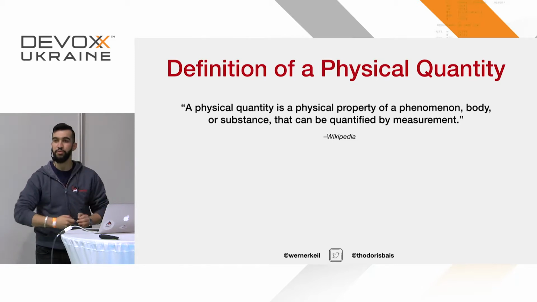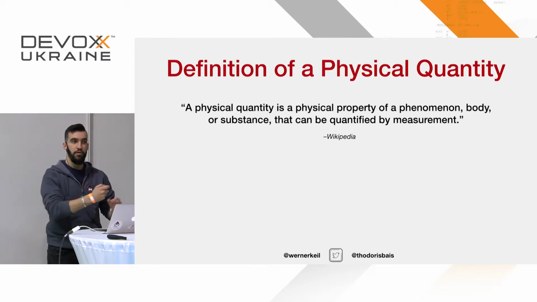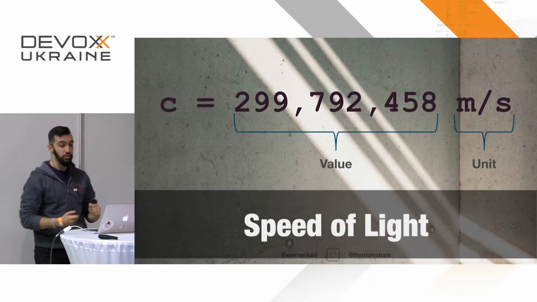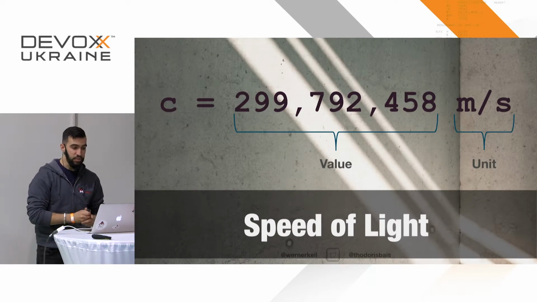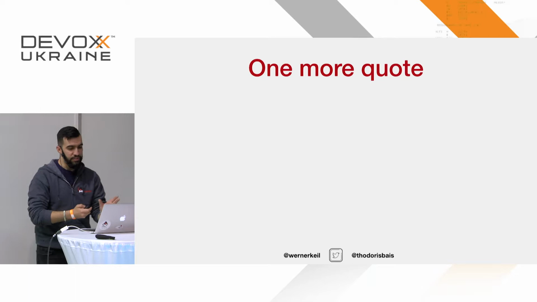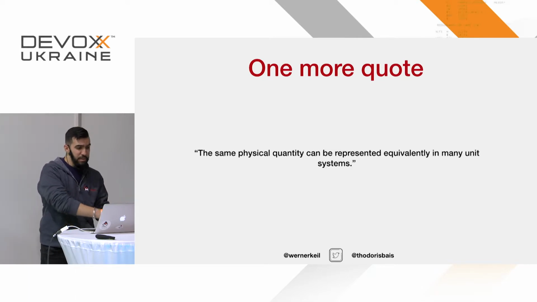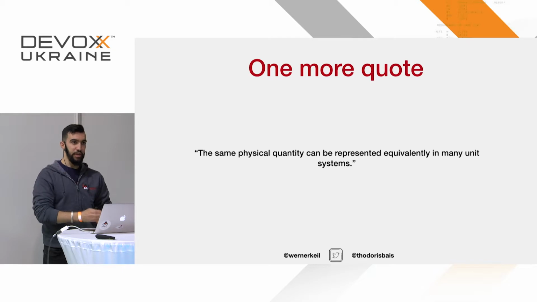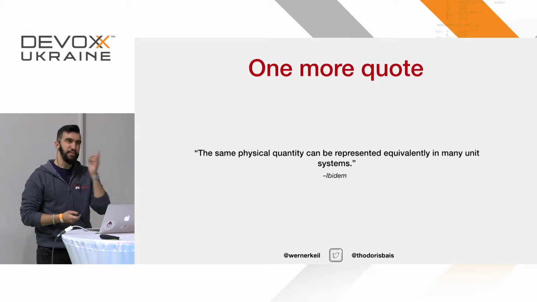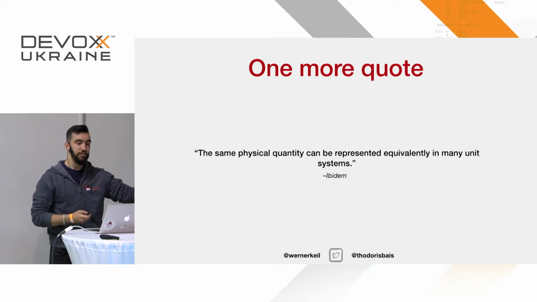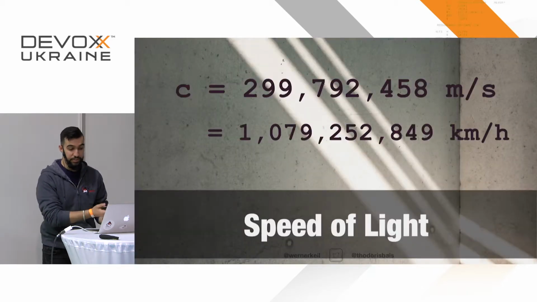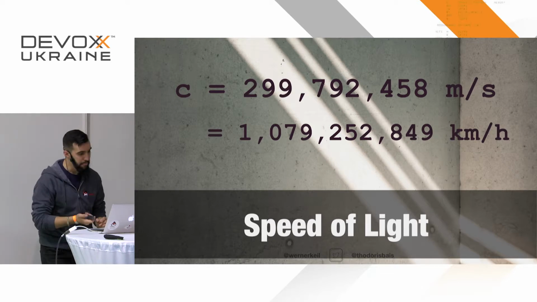And how could this be split up for the example of the speed of light? You could see it like that, right? As we've seen earlier in the slides. So we have the value and we have the unit. And one more quote about the physical quantity, right? The same physical quantity can be represented equivalently in many unit systems. What did we see? We saw an example of the speed of light, right? So what we said right now can be represented like that, right? In many systems of unit.